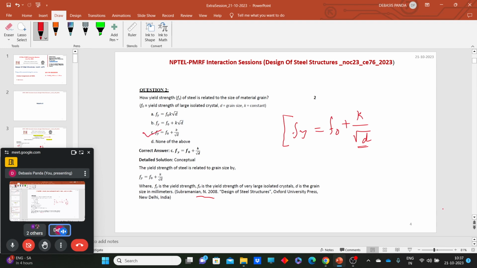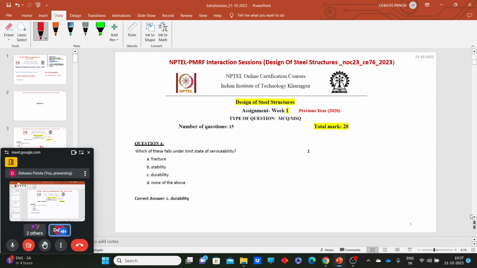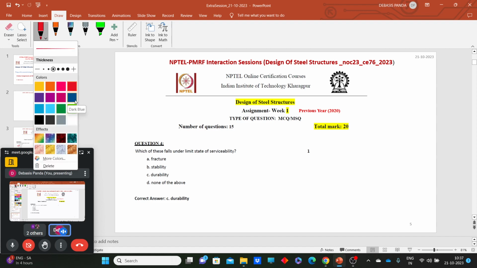So let's quickly solve this particular week, then we will take up the question if you have any. Okay. So let's move to the next question. Which of these falls under the limit state of serviceability? Okay. So we went through the details of the limit state, where we have seen that we have two kinds of limit state. One is a limit state of strength, and one is limit state of serviceability.